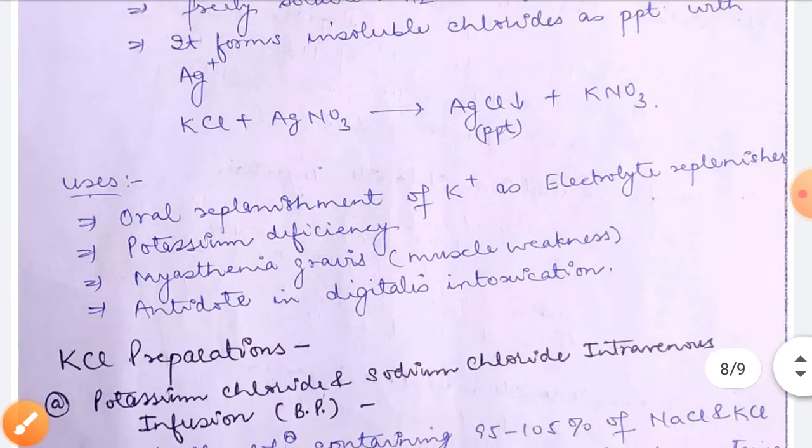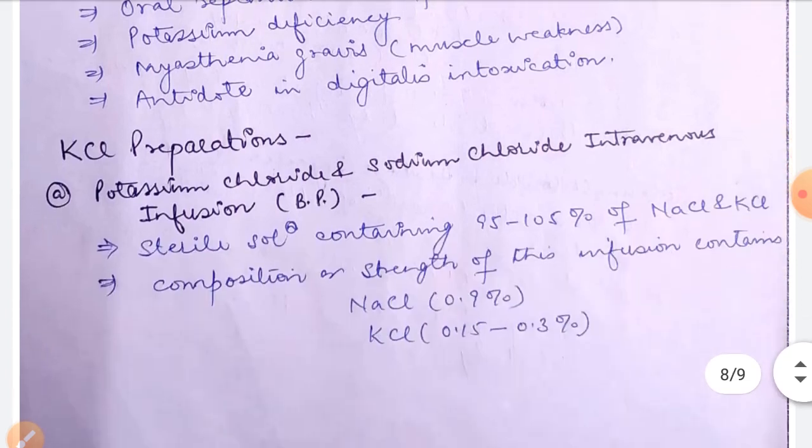Now the uses are, it is used as an oral replenishment of potassium because it contains potassium ion. It is also used for the replenishment of chloride because it also contains chloride ion. It is used in potassium deficiency because it contains potassium ion. Myasthenia gravis, which causes muscle weakness. It is also used as an antidote in digitalis toxicity.